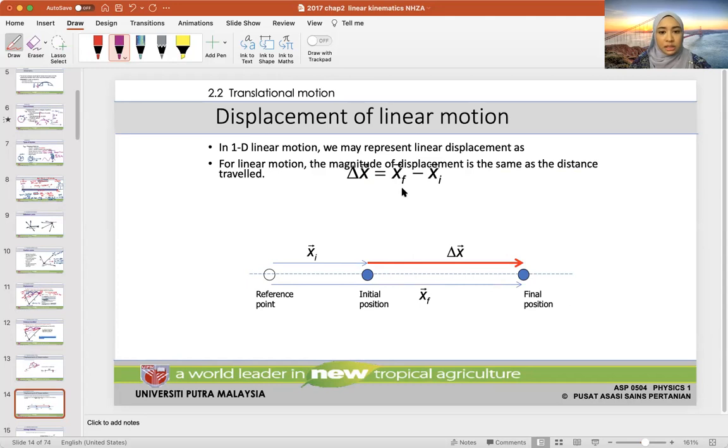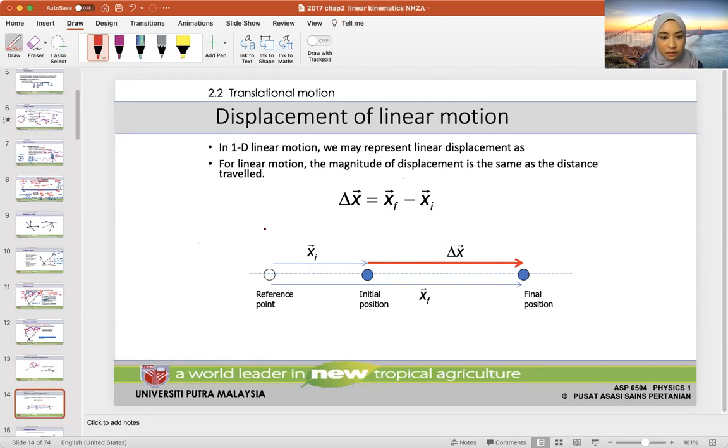Okay, so in 1D, we may represent linear displacement as, we also talked about this one as well, delta x equals x final minus x initial. Okay, so here the reference point and the initial point are different. You can have several initial points, you can have several final points. So for example, let's say I use the name Fatihah.